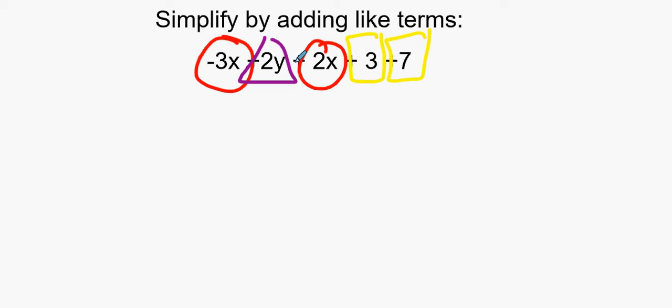Now, put your x's together. I got the opposite of 3x and a 2x. Put that together, and it's a negative 1x, or just negative x. I got y's. Do I have more than just the one triangle? No. So I'm done with 2y, and put my constants together. Those were 2 positive constants, comes out to positive 10. Can I go any further? Can I simplify this more? Do I have additional like terms?